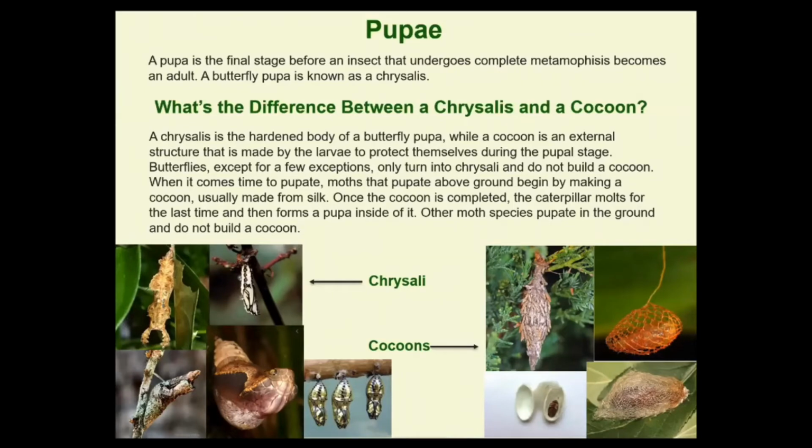When it comes time to pupate, moths that pupate above ground begin by making a cocoon, usually made from silk. Once the cocoon is completed, the caterpillar molts for the last time and then forms a pupa inside of it. Other moth species pupate in the ground and do not build a cocoon.